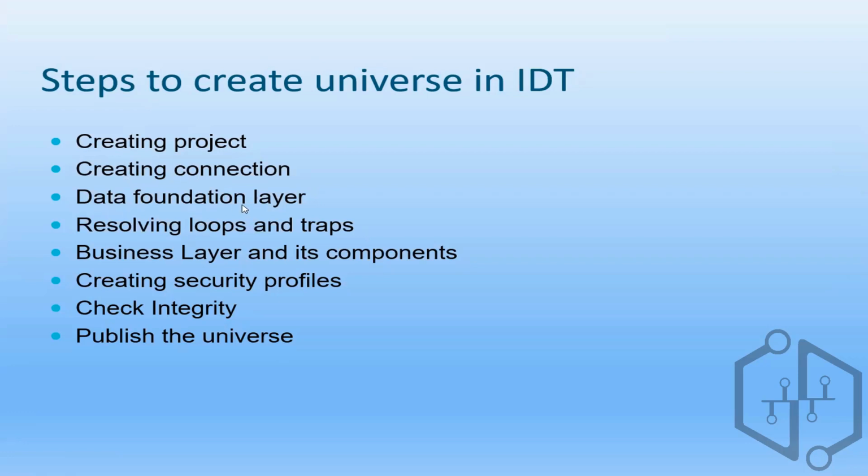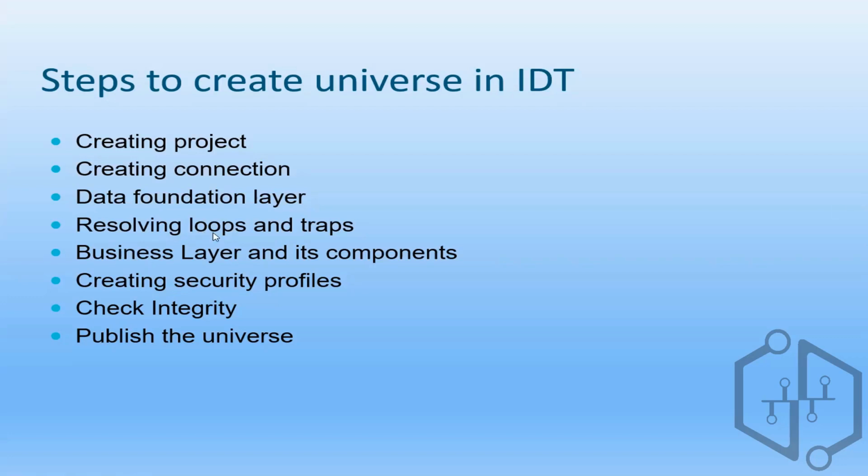After that, we will create a data foundation layer where we will insert tables and give the joins and all. Once we make a database schema by joining, we will see if there are any loops and traps formed. These are the problems that we face in universe. If any loops are formed, we have to resolve them. Otherwise, we will get incorrect data in our reports. So for that, we have to check the integrity of the schema, and we have to resolve the loops and traps.